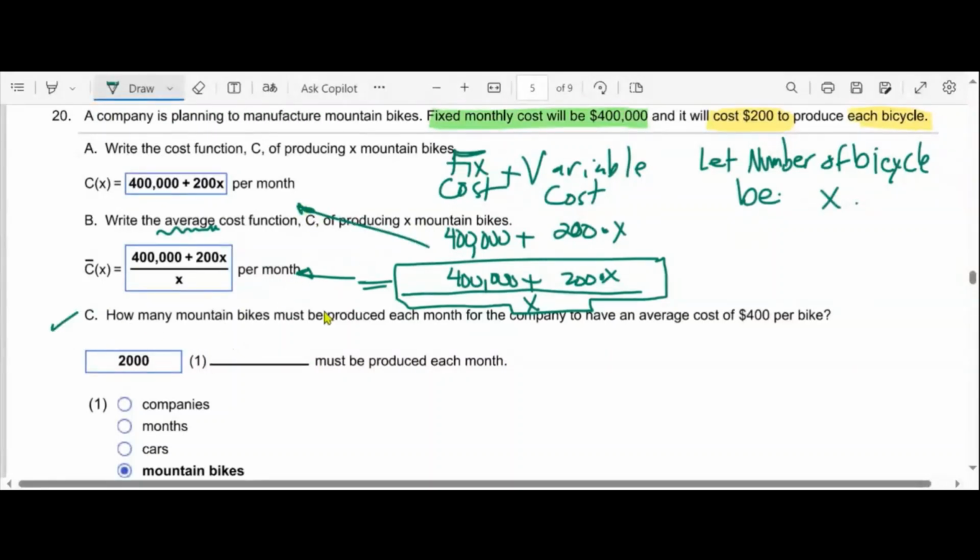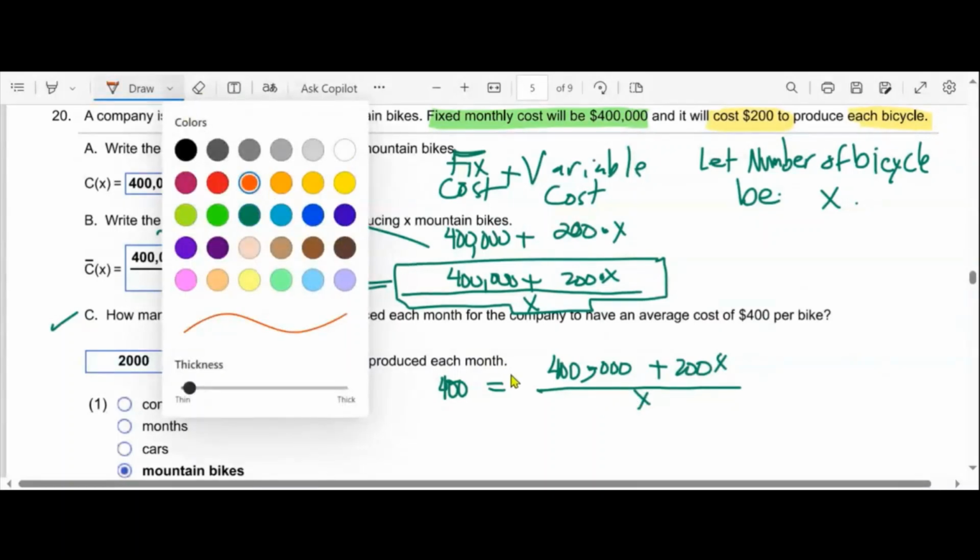Read, Khaled, number 3. How many mountain bikes must be produced each month for the company to have an average cost of $400 per bike? So, what is the formula we have? We have C of X, which is 400, right? Yes, 400. And then 400,000 plus 200x over X. So we have to do what, Mohammed?